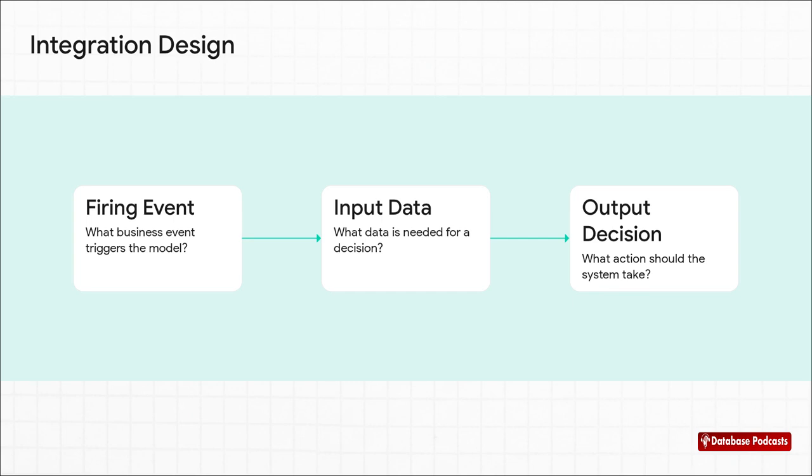First, what's the strategy firing event? I mean, what specific business event actually triggers the model? Second, what's the input data? What information does the model need at that exact moment to make a call? And third, what's the output decision? What precise action does the operational system need to take? Answering these questions is the strategy, and the integration is just the technical plumbing to make it all happen.